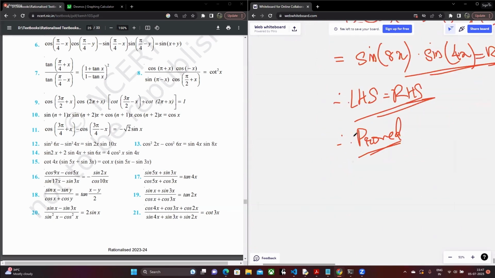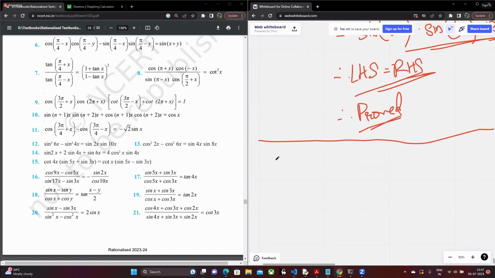Going to the 14th question. Sine 2x plus 2 sine 4x plus sine 6x is equal to 4 cos square x into sine 4x. The sine 4x gives us a clue as to what we have to take common and what we have to do. So first things first, know that there is a 2 sine 4x over here. Remember that. With that, I think we can proceed to the question.